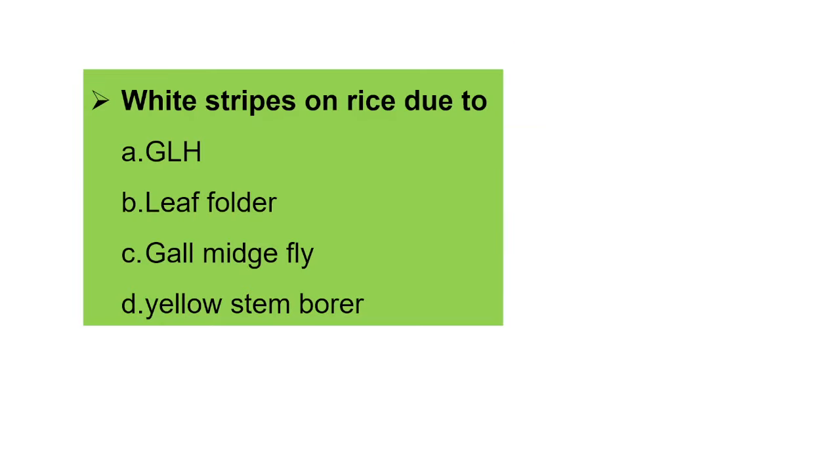The next question: white stripes on rice is due to option A GLH, leaf folder, option C gall midge fly, and option D yellow stem borer. As we all know, rice tungro virus is transmitted by green leafhopper. Leaf folder scrapes the chlorophyll content from the rice crop.